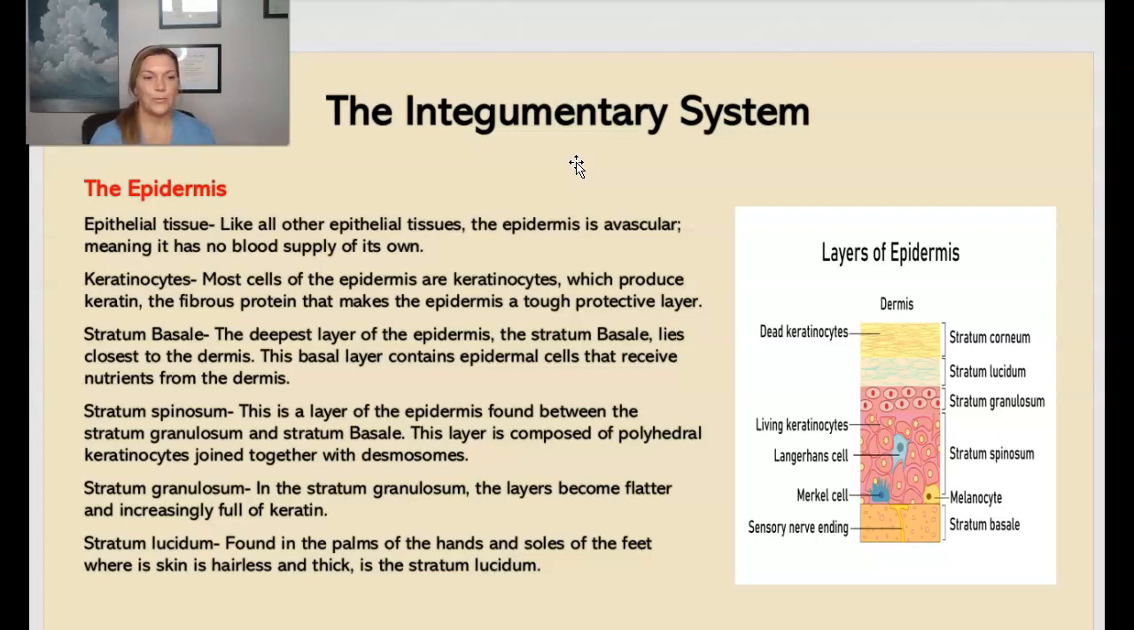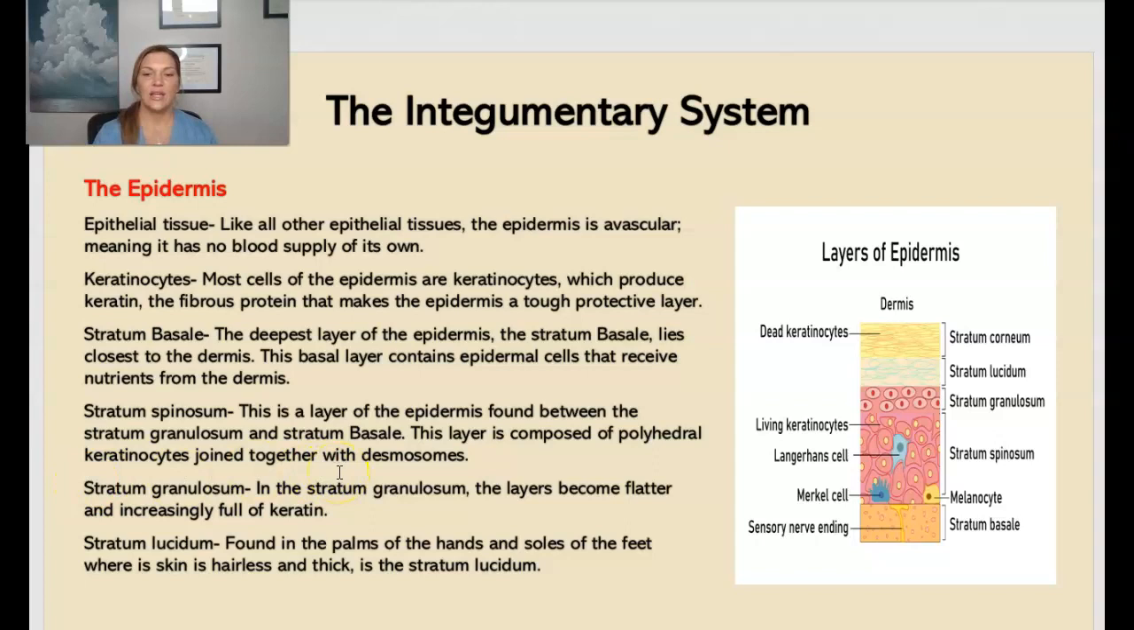You have the stratum basale, and that's the deepest layer of the epidermis, and it lies closest to the dermis. It has epidermal cells that receive nutrients from the dermis. Next, we have the stratum spinosum, and this is the layer of the epidermis found between the granulosum and the basale, and this layer is composed of polyhedral keratinocytes that join together with desmosomes. And then next, underneath there, you have the stratum granulosum, and this layer becomes flatter and increasingly full of keratin.